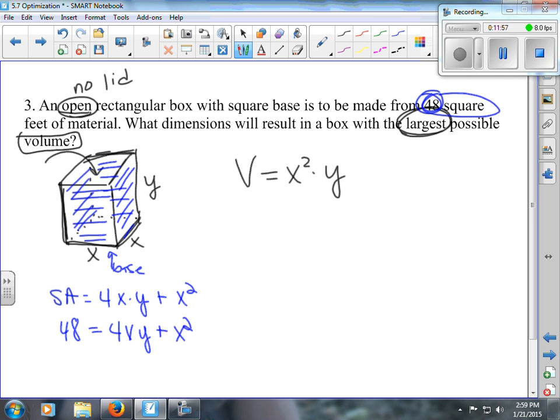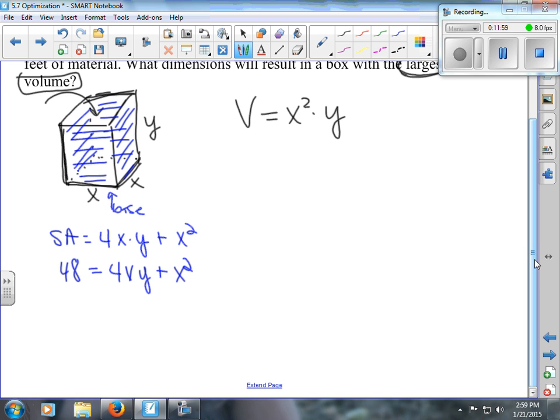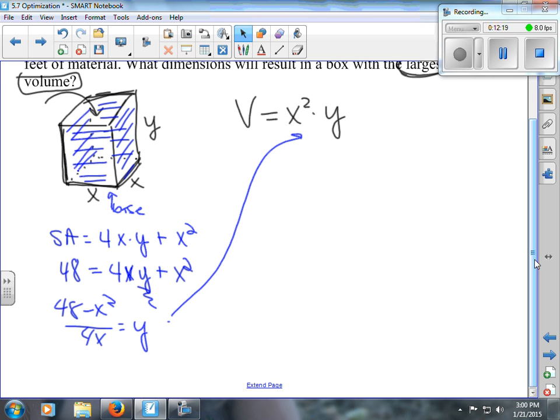All right, so let's solve this constraint equation for one of my variables, either x or y. As you can see, it's easiest to solve for y because I don't have a squared and a non-squared y. So when you solve for y, you get (48 minus x squared) over 4x. Let's plug this into our volume equation, and now my volume is in terms of x only. So I have x squared times (48 minus x squared) over 4x.